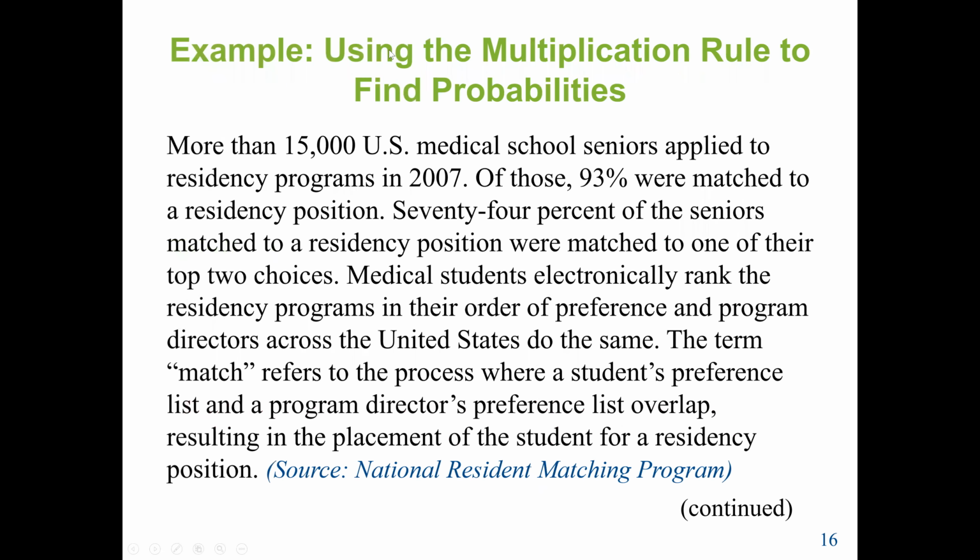Now let's look at the next example. They say we should use the multiplication rule again to find probabilities. Here we say more than 15,000 US medical school seniors applied to residency programs in 2007. Of those, 93% were matched to a residency position. Now, 74% of the seniors matched to a residency position were matched to one of their top two choices. Medical students electronically rank the residency programs in their order of preference, and the program directors across the United States do the same. The term match refers to the process where a student's preference list and the program director's preference list overlap, resulting in the placement of a student for a residency position.